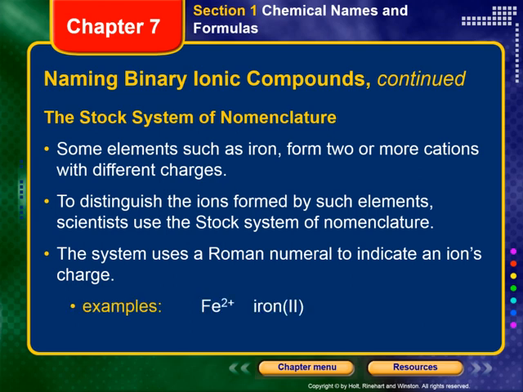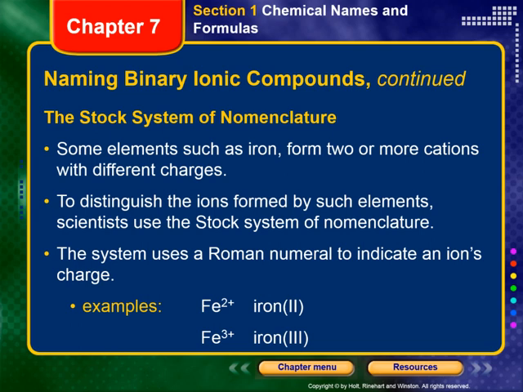Now, we're still talking about binary ionic compounds, but we're going to look at a slightly different combination. And we're going to use something called the Stock system, because some elements, like we've seen with iron already, form two or more cations with different charges. For iron, it can be +2 or +3. To distinguish the ions formed by such elements, scientists use the Stock system of nomenclature.